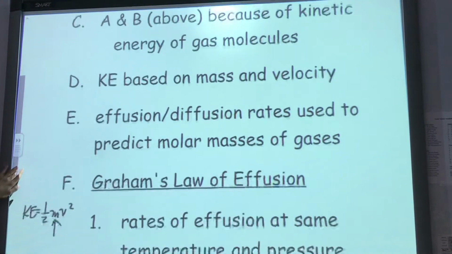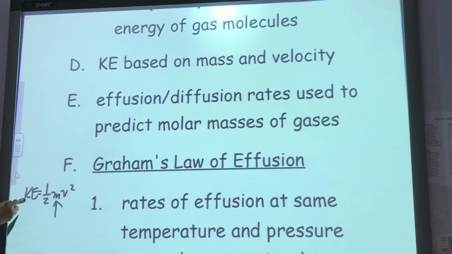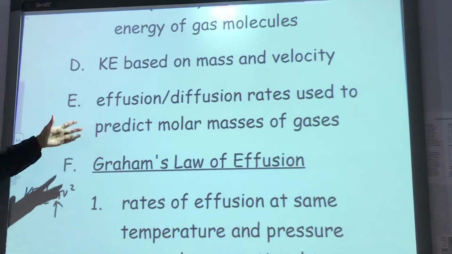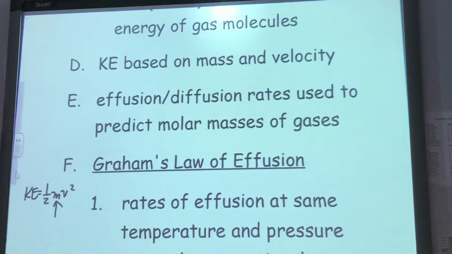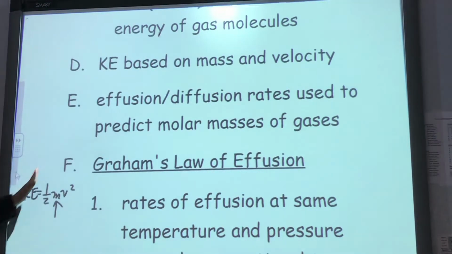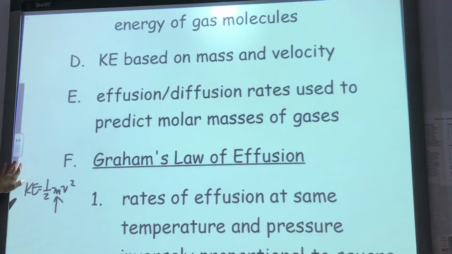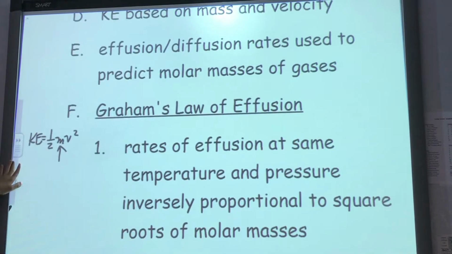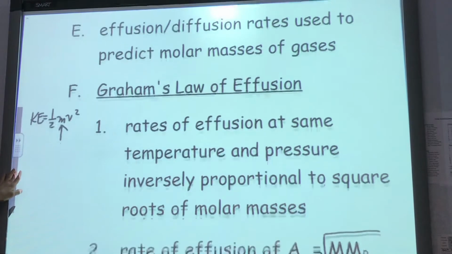And recall what kinetic energy is. Kinetic energy is 1/2 mass times velocity squared. So kinetic energy is totally dependent on the mass of the gas and the velocity of the gas. What this allows us to do is predict masses of gases according to how fast they are traveling, so how fast they effuse. So that's what Graham came up with in his law, all based on this kinetic energy equation.